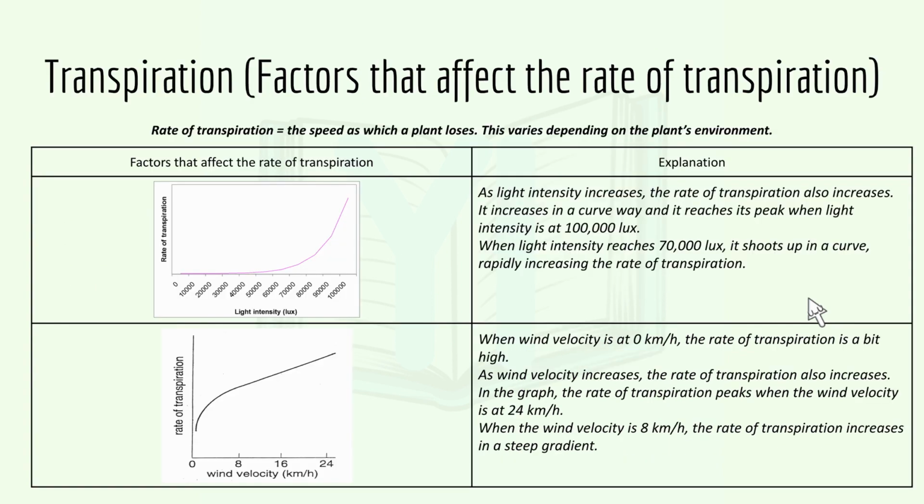And then we have factors that affect the rate of transpiration. The rate of transpiration is the speed at which a plant loses water, and this varies depending on the plant's environment. The first factor we have is light intensity. As light intensity increases, the rate of transpiration also increases. It increases in a curved way and it reaches its peak when the light is at 100,000 lux. And you can have a read for the rest.